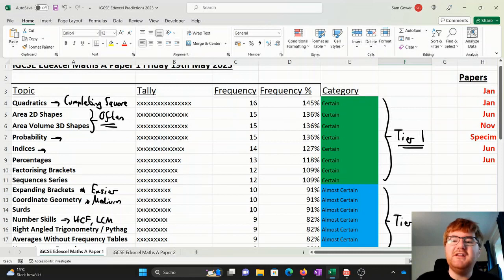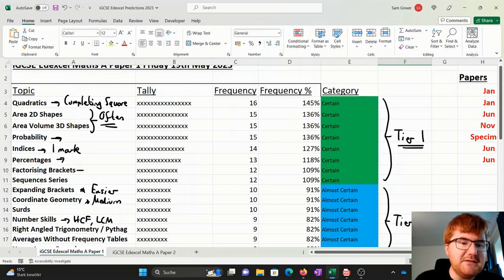Indices is an interesting one. It does appear, but it's often like a 1-marker or a 2-marker. So you should spend time on this, it's really important, but at the same time it's not as big a priority as, say, the other four above. And then we've got percentages, again a stalwart of the paper, which can be in a variety of different forms. Compound interest, simple interest, and some problem solving does come up.